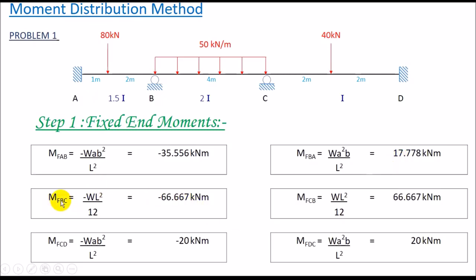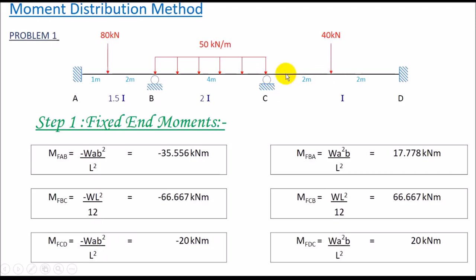Now MFBC, the fixed end moment at B of member BC, is given by minus W L square by 12, since it's a UDL spanning throughout the segment length, where W is 50 and L is 4 meters. We get MFBC as minus 66.667, the negative sign indicating an anti-clockwise moment. MFCB is equal to plus W L square by 12, which is 66.667 kilonewton meter.